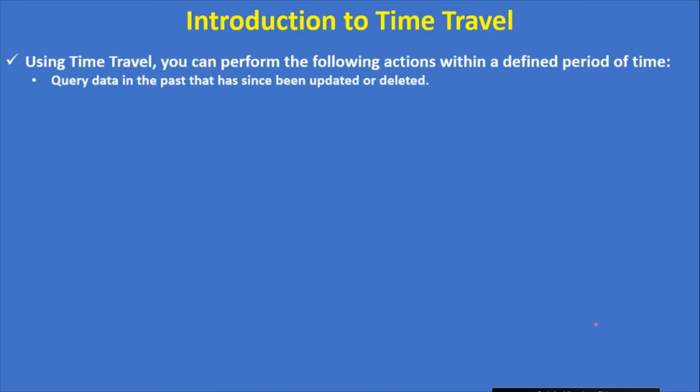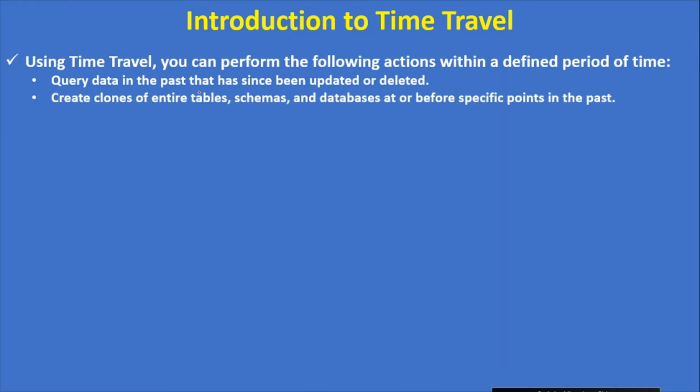Using time travel, you can perform the following actions within a defined period of time. First, query data in the past that has since been updated or deleted. As I told you, if you enable the time travel period for that particular object, then you can query data in the past that has since been updated or deleted.